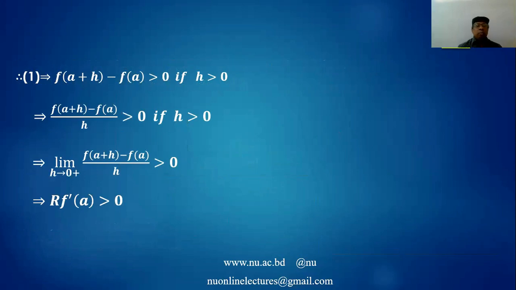So now, as we know, f of a plus h minus f of a is greater than 0, when h tends to 0. We divide by h, greater than 0, if h is greater than 0. Substituting the limit, limit h tends to 0, positive, of f of a plus h minus f of a divided by h is greater than 0. So this is the right hand side, right hand derivative. So capital R f prime of a is greater than 0.